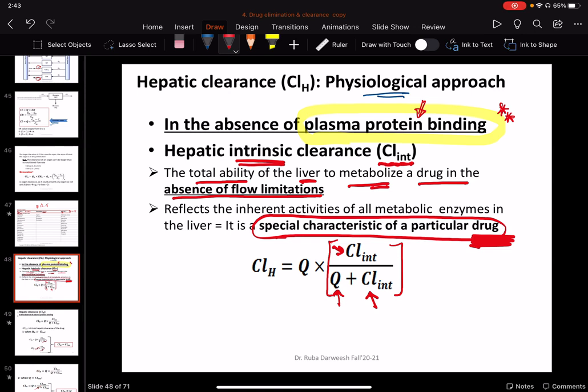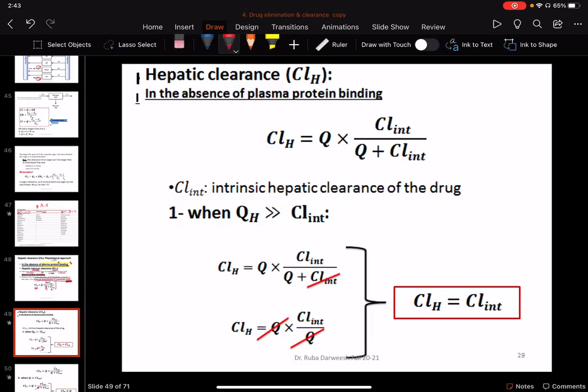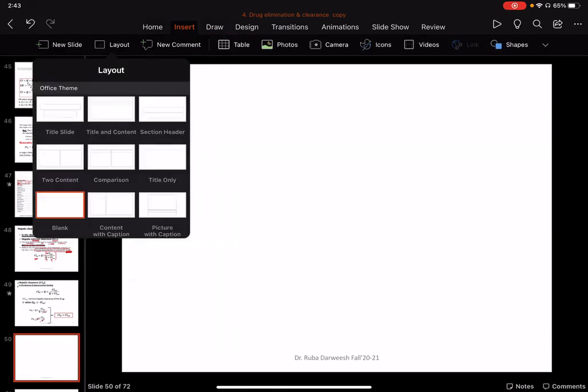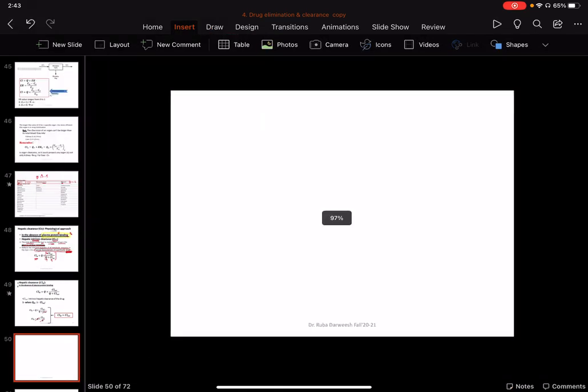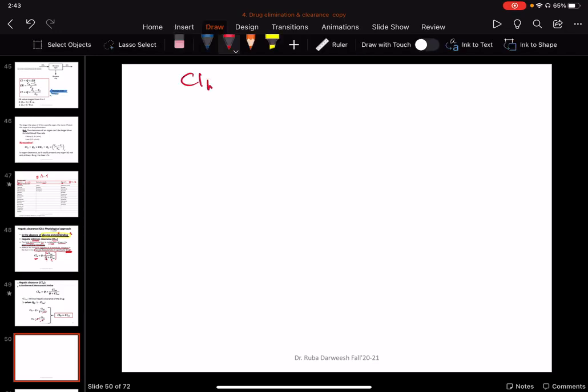So let's talk about two different extremes of the hepatic clearance, or two different cases that we are talking about. We will either have hepatic clearance for the low extraction ratio drug, or hepatic clearance for the high extraction ratio drug. Let's start with the low extraction ratio drug.